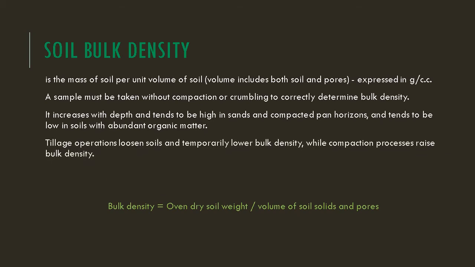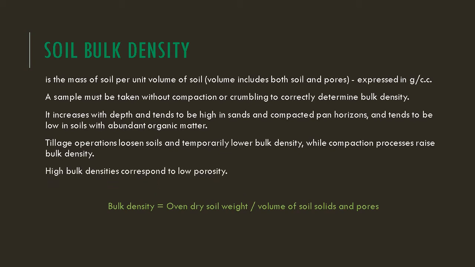Well, now tillage operations loosen soils and temporarily lower bulk density, while compaction processes raise bulk density. Remember, when we are carrying out plowing or any tillage operations, that means we are opening the soils to air so that it can move in easily. And as a result, because bulk density is the mass over the volume that includes both soil and pores, because of the air spaces resulting from loosening of the soil, bulk density is lower compared to a soil that is compacted.